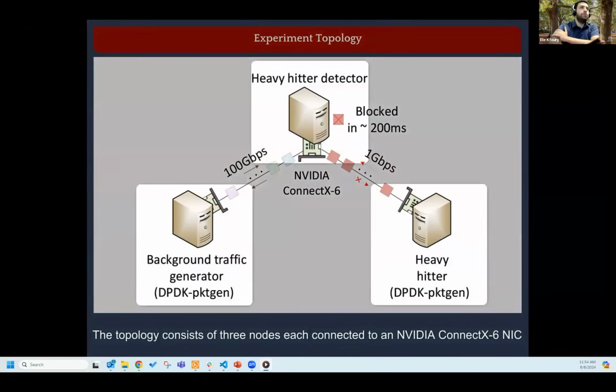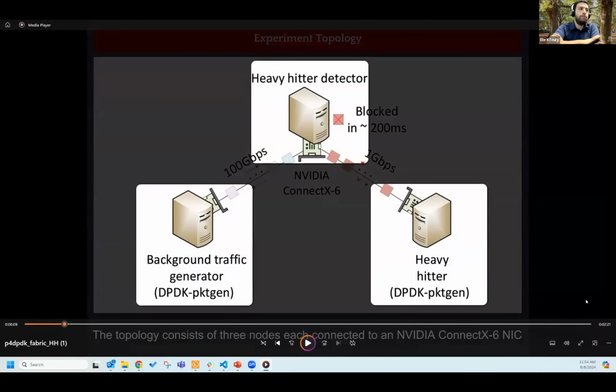All right, so what we have here is a topology consisting of 3 devices, and we are also using ConnectX-6. That's the same NIC that we saw the numbers for in the slides. The topology has in the middle here what we call the heavy hitter detector. So this is where our P4 program will be running. We have another server that's just used to generate background traffic. We use a tool called PacketGen. PacketGen is powered by DPDK, and that allows you to customize what type of packets you want to send, and then it will send at 100 gigabits per second.